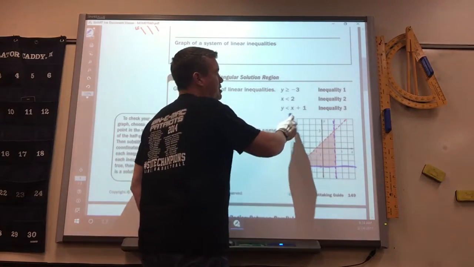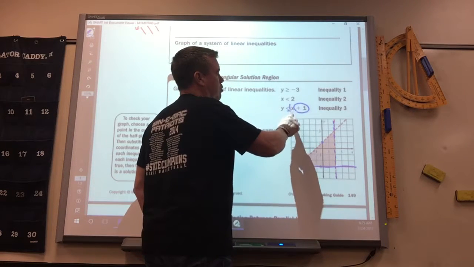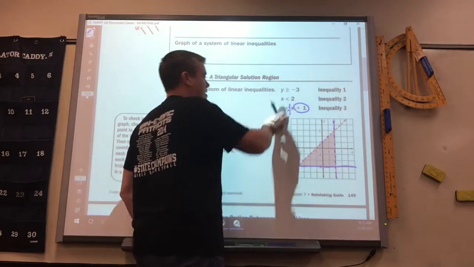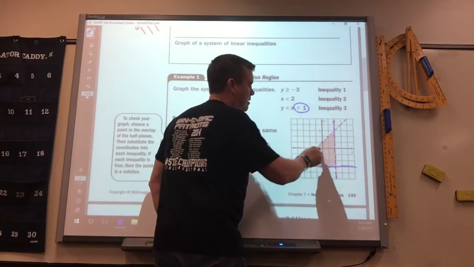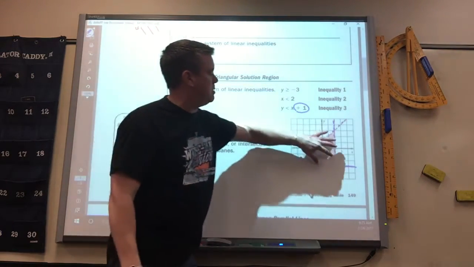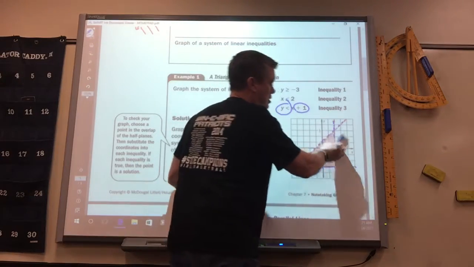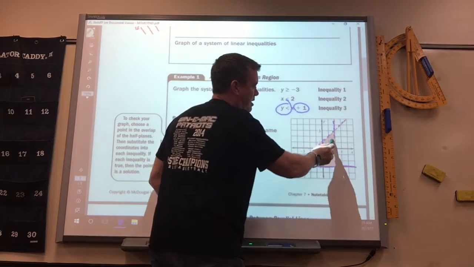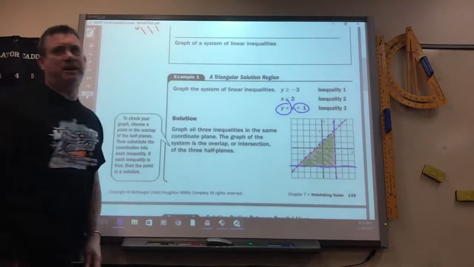And then when you graph this one, it crosses at 1, it's got a slope of 1, so you go up 1 over 1. That one does not have the equal, so it's dotted. So again, remember, everything up here would be double shaded. But this is y is less than, so you shade below. So everything that is shaded by all 3 is in that triangular region there.